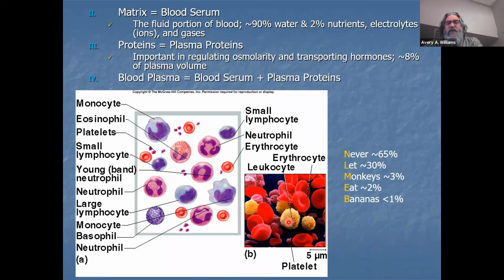Here, I kind of tell you what blood plasma really is, because sometimes people ask you, what's the difference between the plasma and the serum? Remember, the serum is the matrix. The plasma is in the serum. So here I have the plasma equals the blood serum plus the proteins. So that's one of the things.